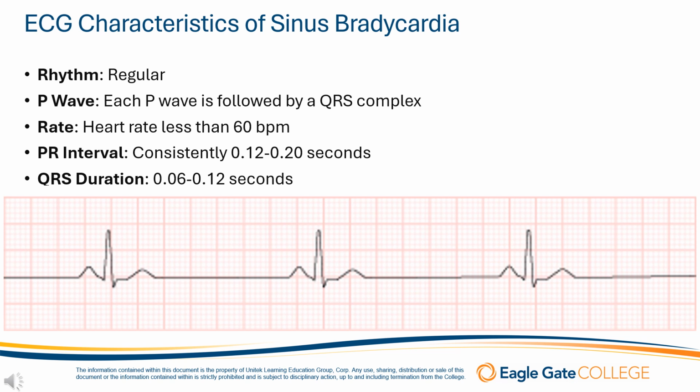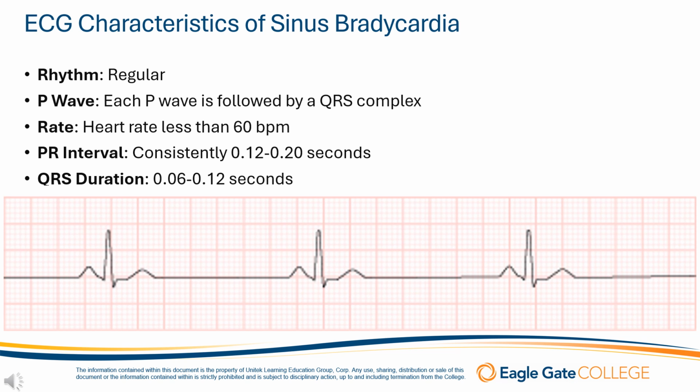The PR interval in sinus bradycardia remains within the normal range of 0.12 to 0.2 seconds. This interval represents the time taken for the electrical impulse to travel from the atria through the AV node and into the ventricles. A consistent PR interval within this range indicates that the conduction pathway from the atria to the ventricles is intact and functioning properly.